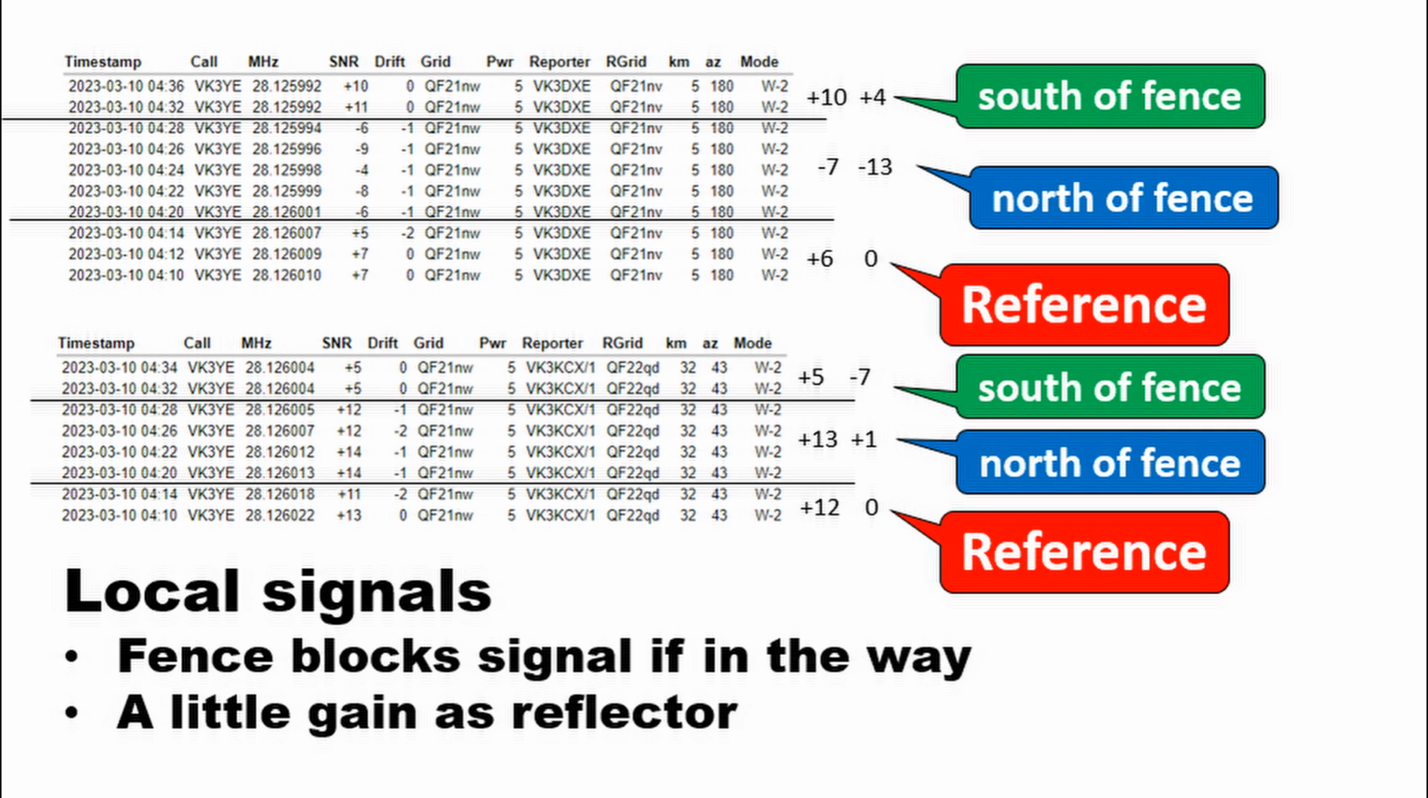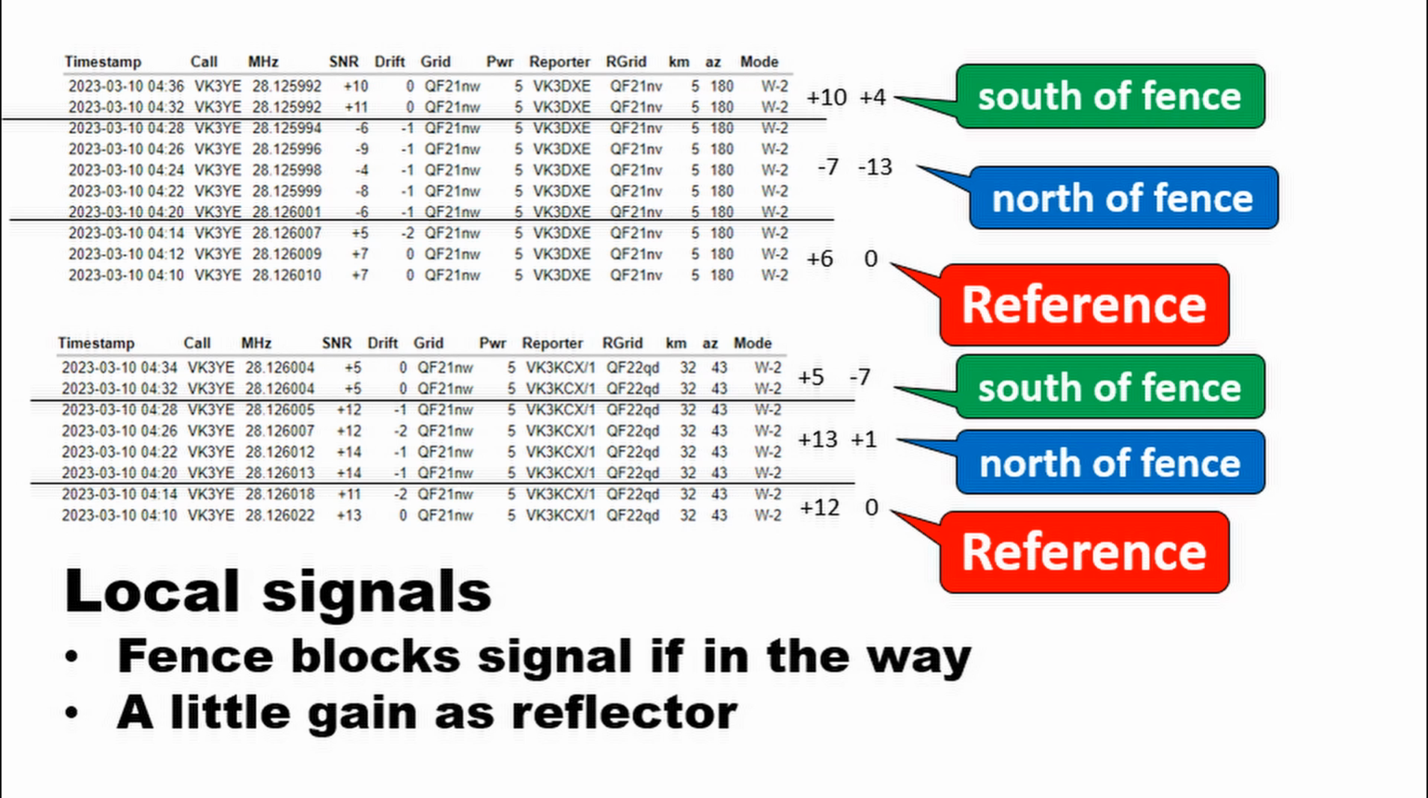Then when I moved so that the fence was 2 meters south of me, signals dropped way, way down. Instead of being plus six, they dropped to minus seven. So that's a difference of 13 dB. And bearing in mind that VK3DXE is directly south, so I was firing straight through the fence to get him, and that cut 13 dB off the signal.